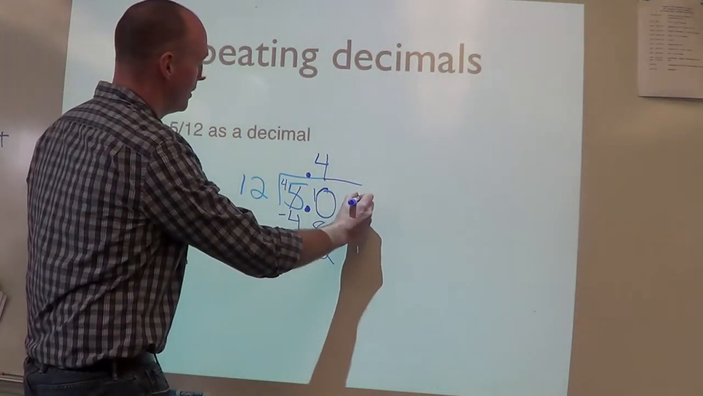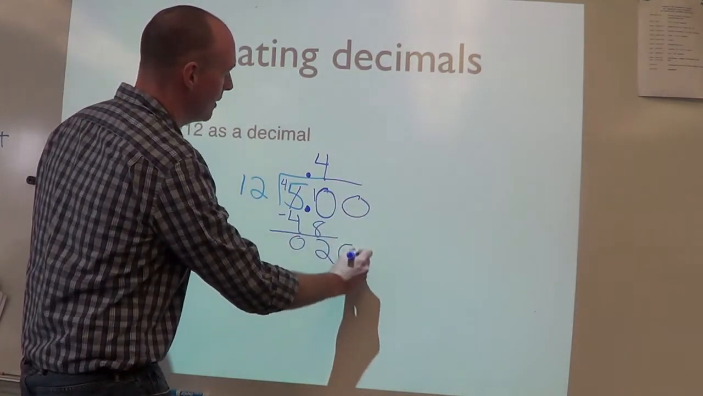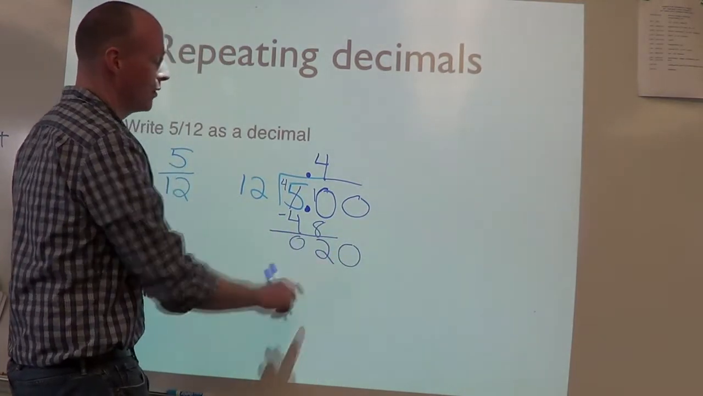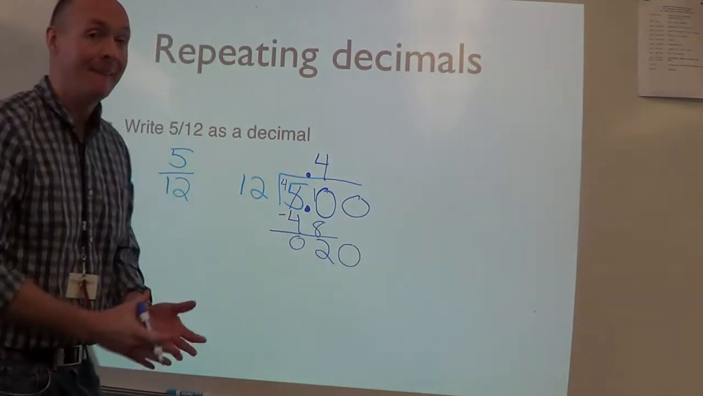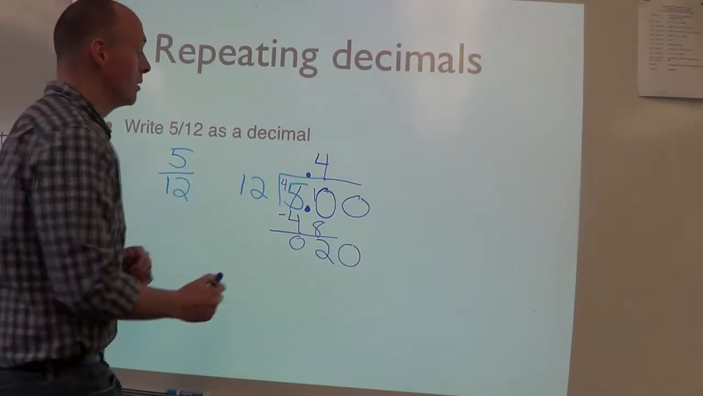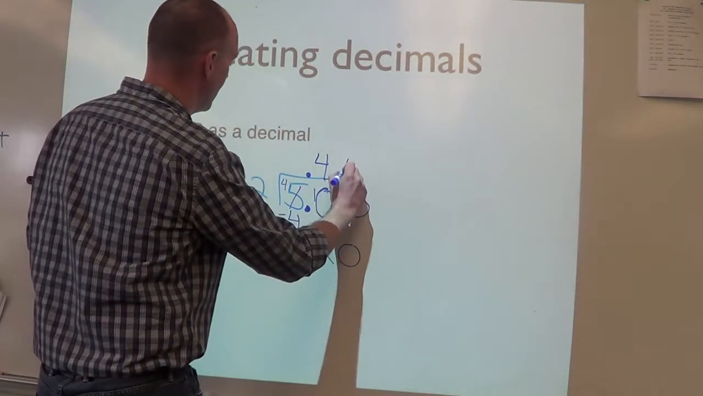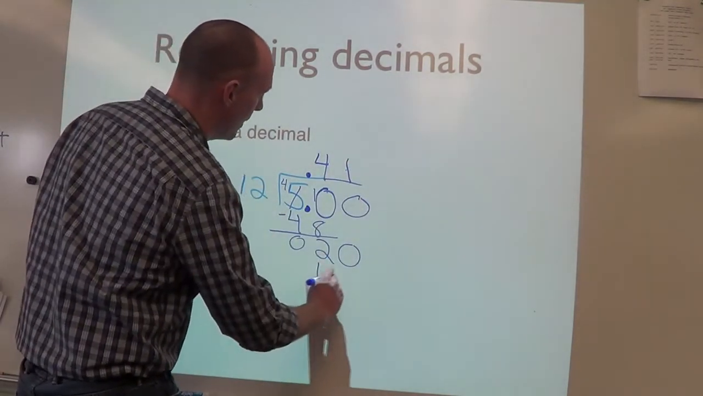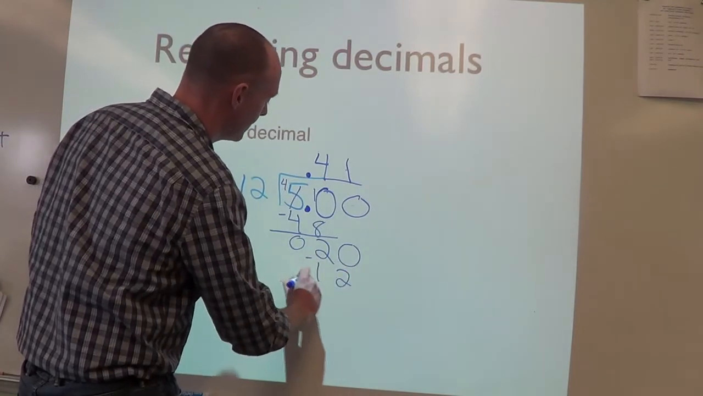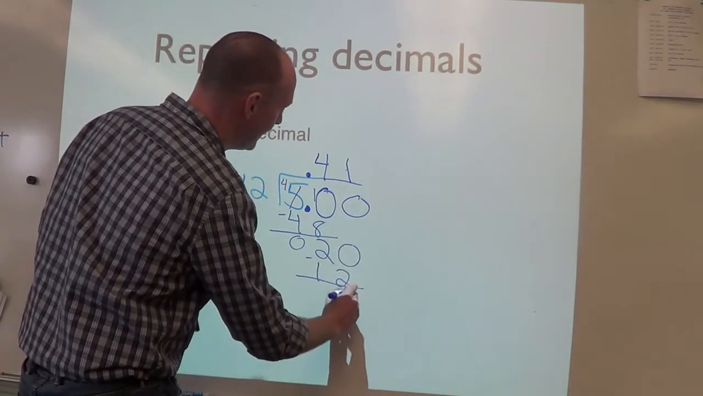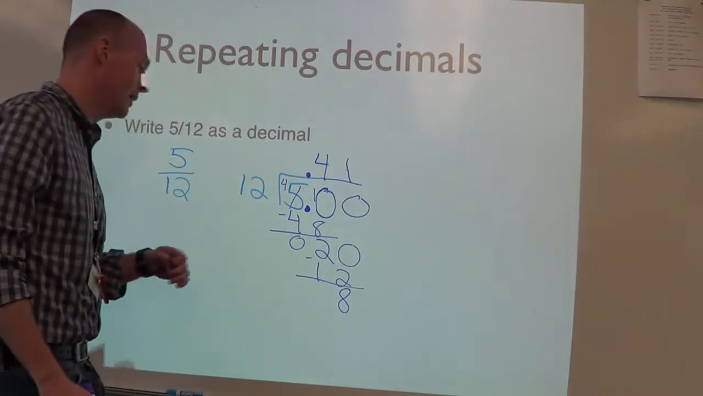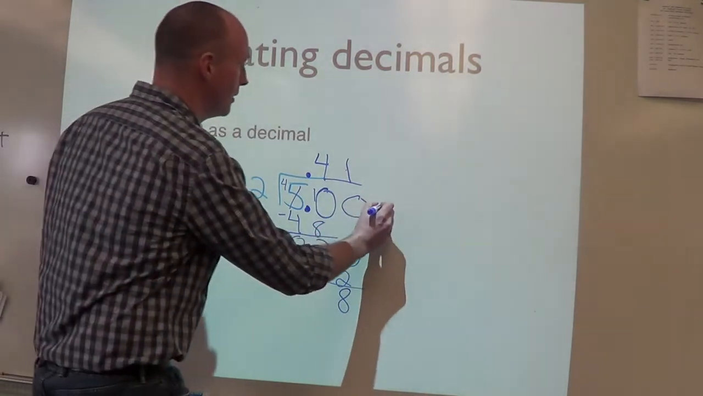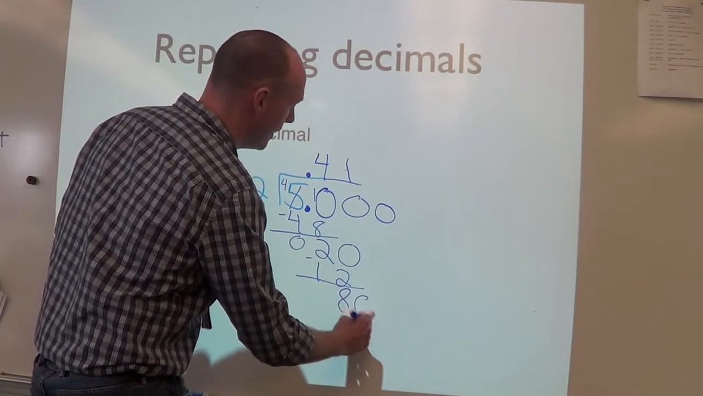Annex the 0. Bring it down. 12 goes into 20. Well, it doesn't go in evenly, but the closest is once. 1 times 12 is 12. Subtract, and we are at 8. Okay. Annex another 0. Bring it down.